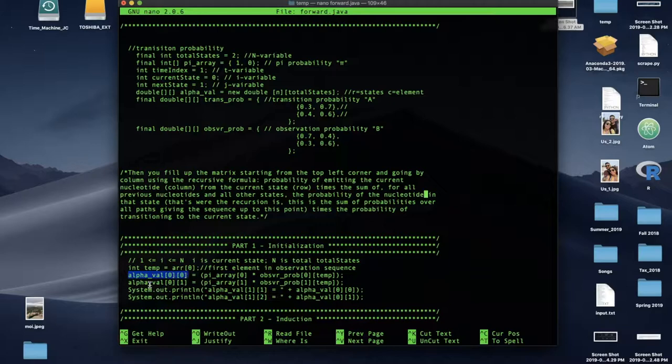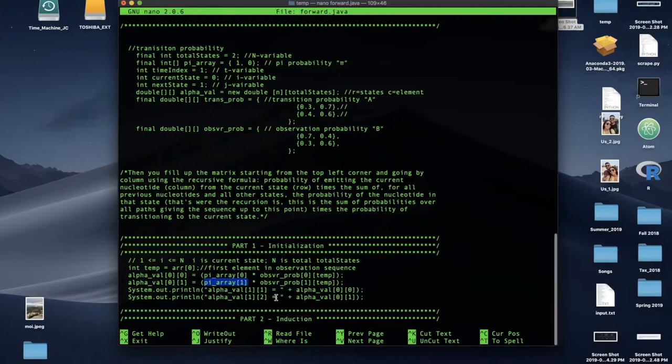Now the same thing will happen for the next alpha value that corresponds to the first element, the first happy, and that is also computed by the pi array value, but in this case instead of 1 we are using the other value, 0, and we are doing the same with the same observation. So we're still doing the first happy, but instead of 0 we're doing 1, so this will be the 0.3 multiplied times 0.0, which is going to give us 0. So we have these two first values, and I go ahead and print the values.